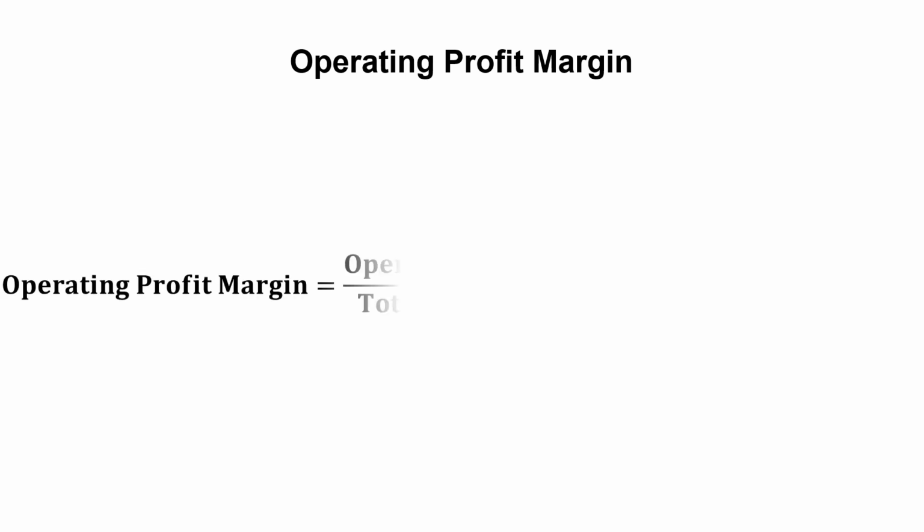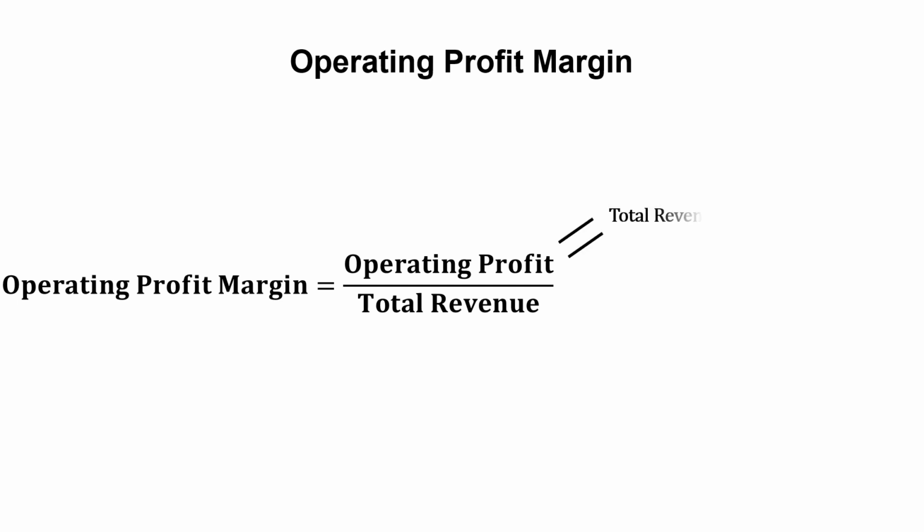Calculating operating profit margin is straightforward. It is calculated by dividing operating profit by total revenue. Operating profit. This is the profit a company generates from its core business activities, after deducting all of its operating expenses. It does not include any interest expenses or taxes paid by the company. Operating profit is calculated by subtracting operating expenses from the company's revenue.